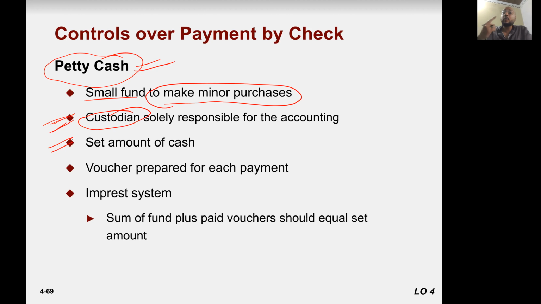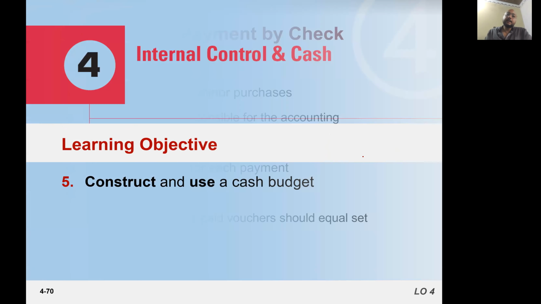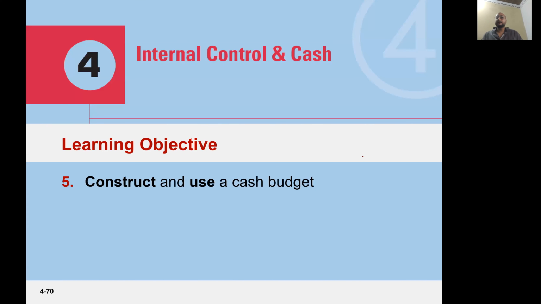How much cash can you spend in one day? You cannot spend more than $1,000 in one day. Maybe your petty cash is 10,000, but you are not allowed to spend more than $1,000 a day, and if you need more, you need approval from higher authorities. A voucher would be prepared at every step, and there's going to be an imprest system, which means the sum of funds plus paid vouchers should be equal. So if you purchase some printing cartridge or something for $1,000, it must be verified with the voucher. Now, back to our numerical stuff, which is very important here.